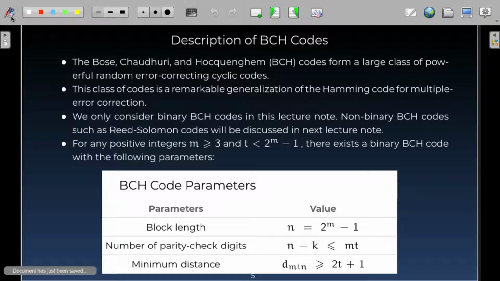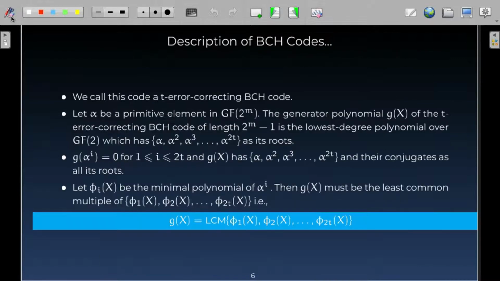So that's why t is your error correcting capability. Okay. So as you can see, even in the description of these codes, we have the error correcting capability directly built in. So one can actually control how much error correcting capability he wants in his code. So this is the reason why BCH codes are also called t-error correcting BCH codes.